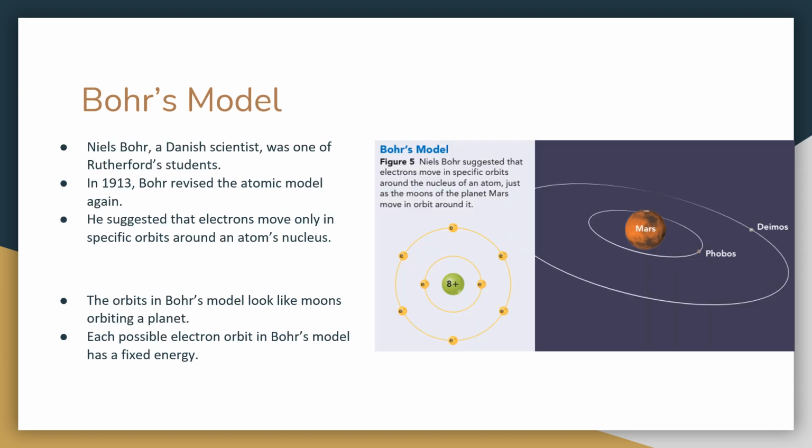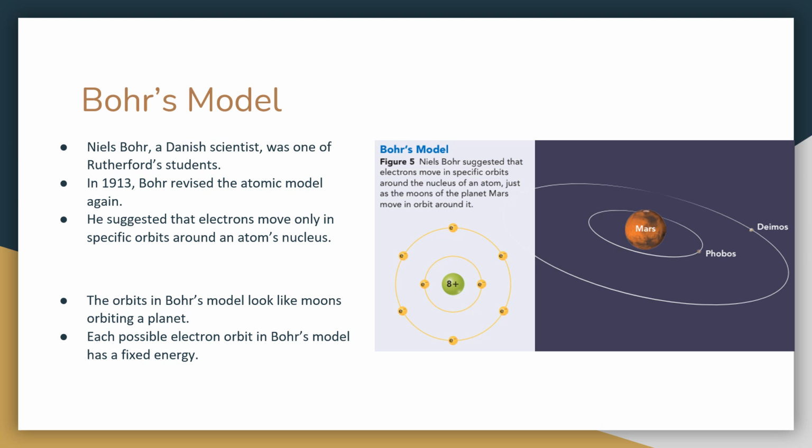All right, so after Rutherford, we have Niels Bohr, who is a Danish scientist and who is actually one of Rutherford's students. So in 1913, Bohr revised the atomic model again. He suggested that the electrons move only in specific orbits around an atom's nucleus. The orbits in Bohr's model look like moons orbiting a planet. Each possible electron orbit in Bohr's model has a fixed energy.